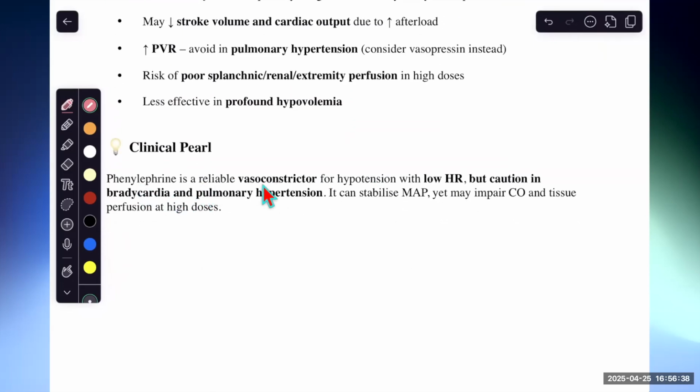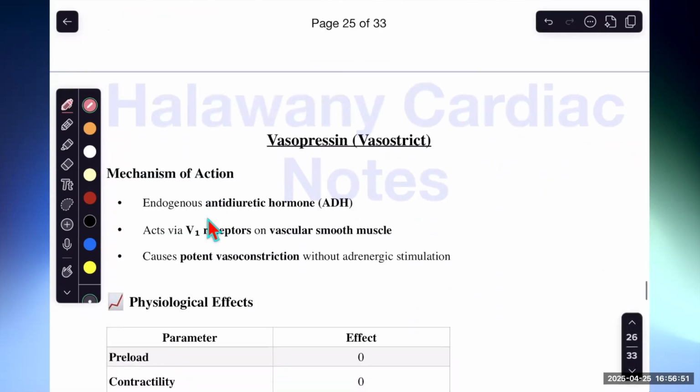Phenylephrine is reliable, okay, with low heart rate, but caution in bradycardia and pulmonary hypertension. It stabilizes the MAP, but can impair cardiac output and tissue perfusion in high doses. Clear? Right. What is the other one?